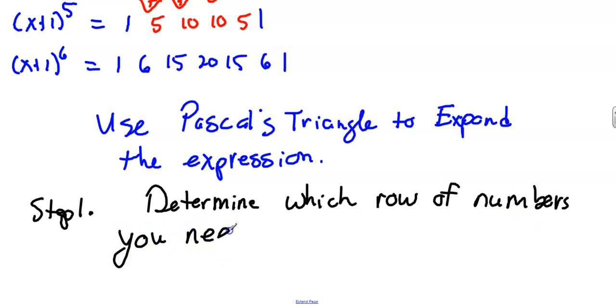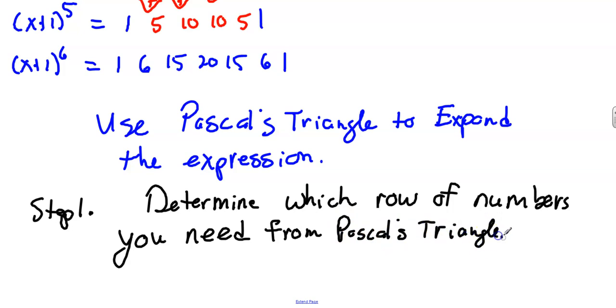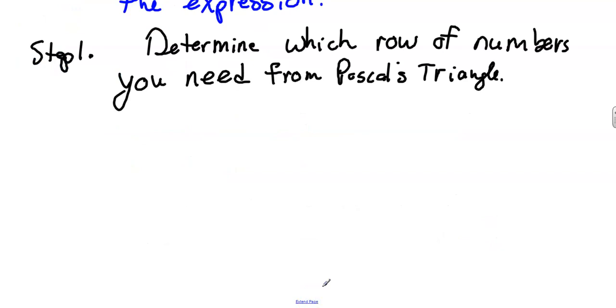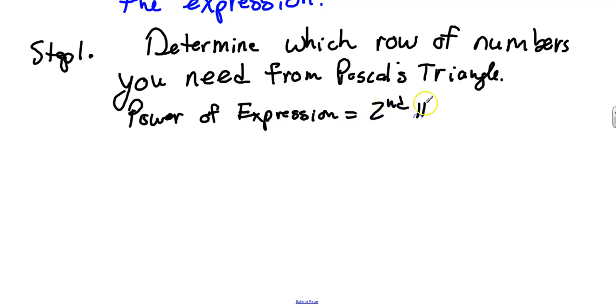First thing you're going to have to do is determine which row of numbers you need from Pascal's triangle. To do that, whatever the power is they're asking you to expand, the power will always be the second number in that row, because the first number is always 1. So the power of the expression has to equal the second number in Pascal's triangle.